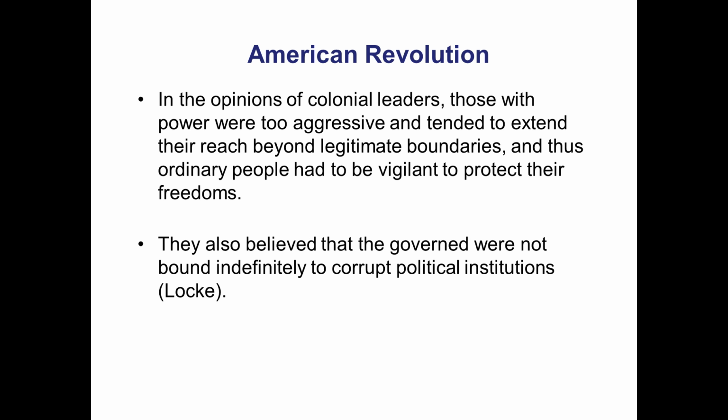Now, a few things of importance to note about the intellectual climate around this period is that the colonial leaders, first of all, believed that the reigning government of Britain was too aggressive, exerted too much power, did things that were beyond what was considered legitimate. And second of all, and maybe more importantly, these colonial leaders also agreed that when a government reaches beyond what is legitimate and what should be allowed, the people being ruled have the right to throw out that government and institute a new one of their own. And this is an ideology that's eventually reflected in the Declaration of Independence. It originates mostly from Locke.